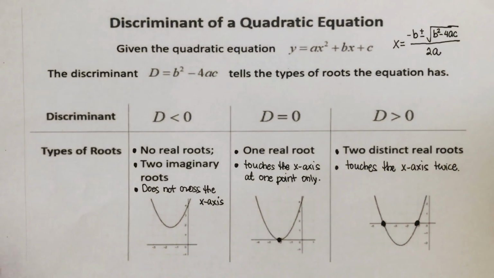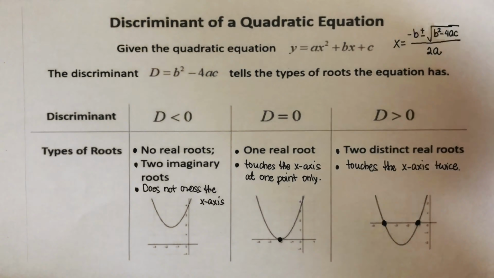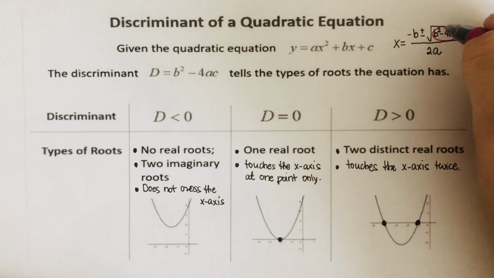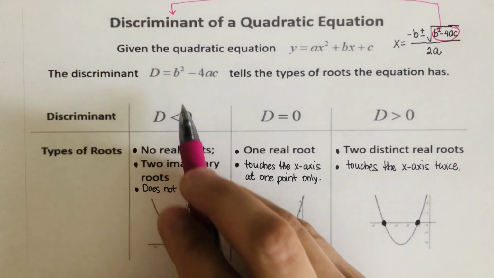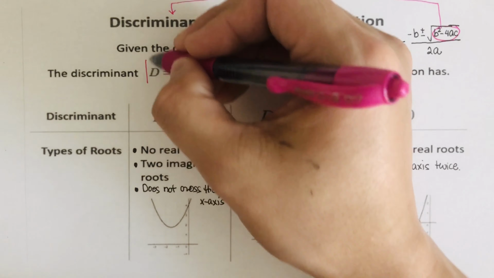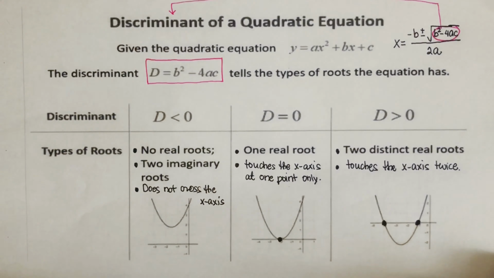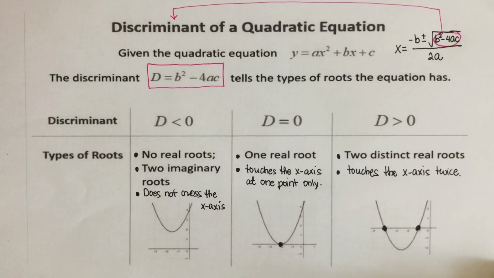So first, the discriminant of a quadratic equation is this part right here. This is our discriminant. That's how I got the equation for the discriminant, b squared minus 4ac. There are three types of solutions in a quadratic equation. So what are these three types?